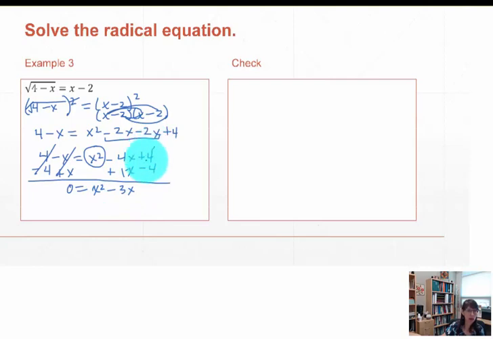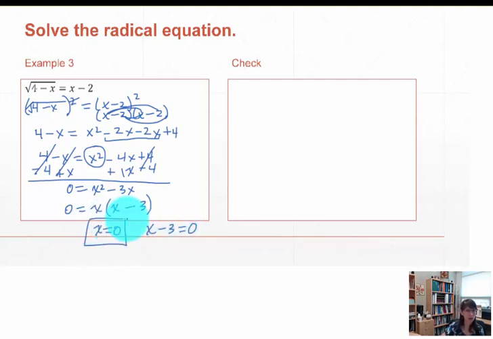4 minus 4, well, that's eliminated. So we end up with 0 equals x squared minus 3x. So the factoring needed here is greatest common factor. What's the same about x squared and 3x? Both have x. So the other factor must be x minus 3. We'll set each of these factors equal to 0. So x will be set to 0 and the quantity x minus 3 will be set equal to 0.